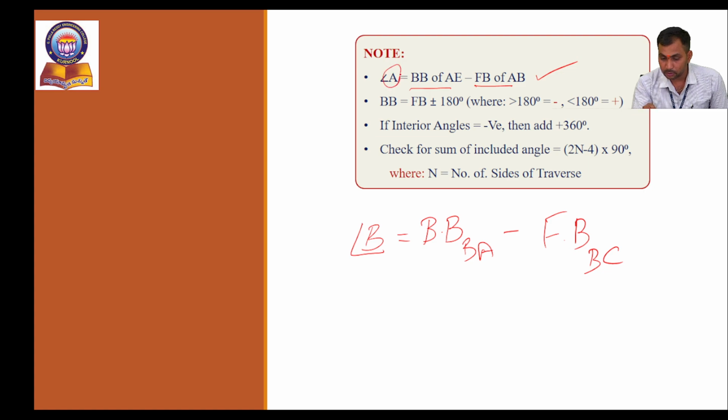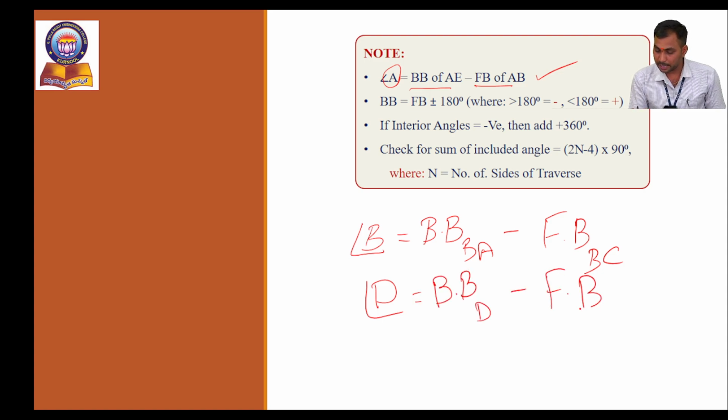If we are going to calculate interior angle D, what is the back bearing of D? It is DC. What is the fore bearing of D? What is the next letter for D? It is DE. So you can see here, BB of D minus fore bearing of D. BB means back bearing. What is the previous letter for D? It is DC. Next, what is the next letter for D?